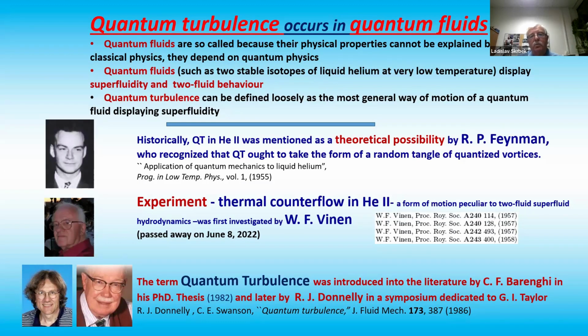Historically, quantum turbulence was first mentioned as a theoretical possibility by Richard Feynman in his famous article of 1955. Experimentally, as we all know, everything started from the pioneering work of Joe Vinen, and everything was described in the series of articles listed here. But the term quantum turbulence as such was introduced later into the literature by Carlo Barenghi, who is in the audience, in his PhD thesis in 1982, and later it was also advertised by Russ Donnelly in a symposium dedicated to G.I. Taylor.